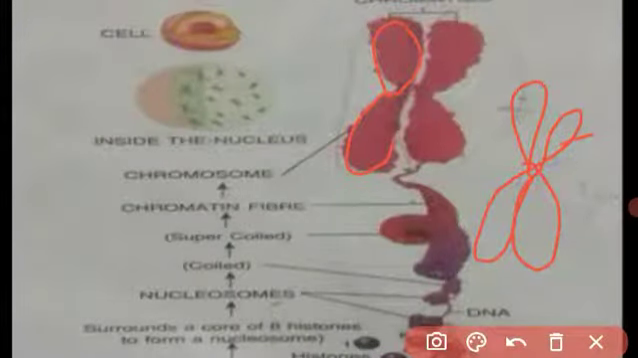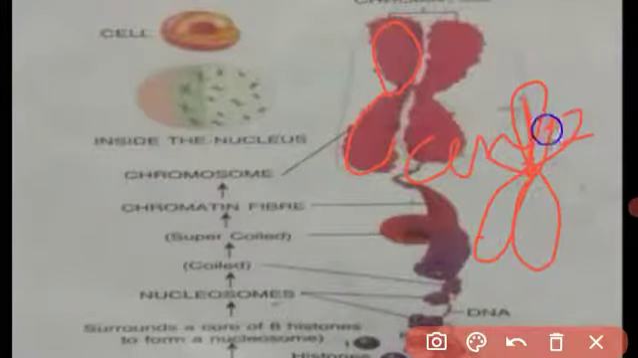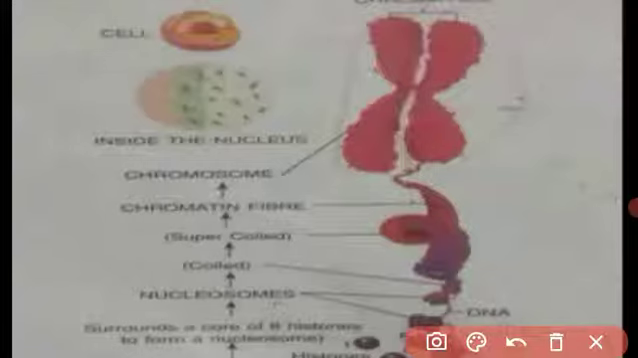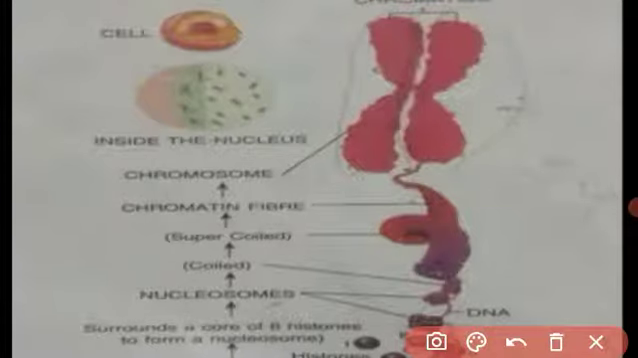This is a sister chromatid. Two sister chromatids are joined to each other in the center. This part is called the centromere. In the last video I explained that. This is the cell. It contains the nucleus. In the nucleus there are thread-like chromatin fibers. During cell division, these chromatin fibers are condensed and converted into chromosomes.